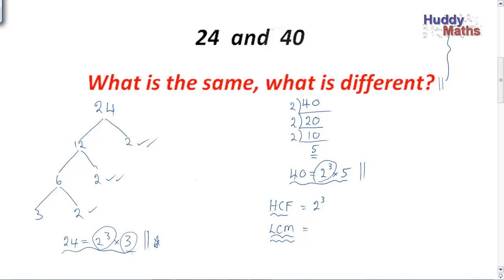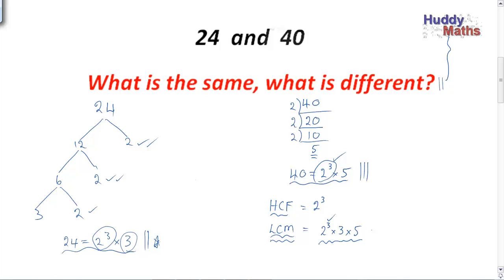Let's start with 24. What do we need for it to be a multiple of 24? Well, we need at least 2 cubed by 3, 24 itself. What about a multiple of 40? We need 2 cubed, but hang on, we've already got that. And then we need a 5, don't we? So we're actually analysing the numbers and building our lowest common multiple.